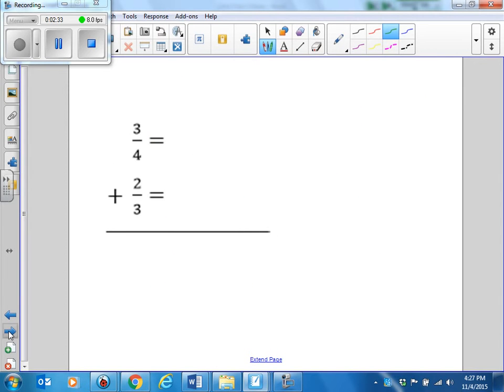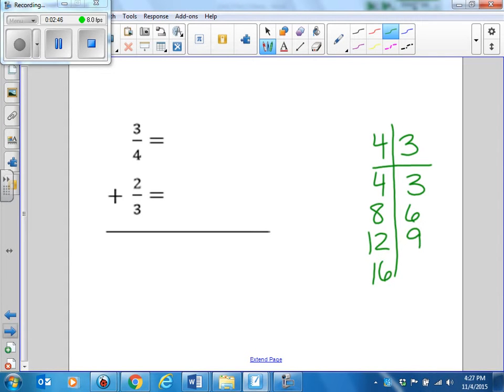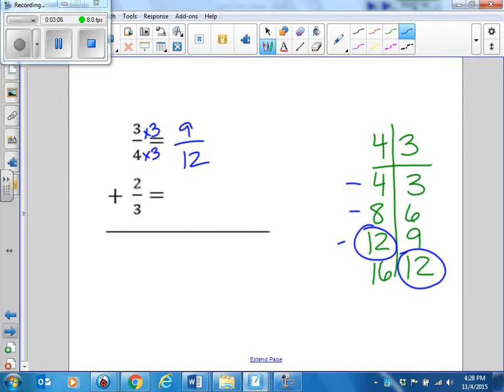All right, let's go ahead and look at the next one. So again, I'm going to start with my t-chart. Okay, and we have 4, 8, 12, 16, and then 3, 6, 9. All right, so I've got my common denominator, which is 12. All right, so what did we multiply 4 by? Well, 1, 2, 3. We multiplied by 3, so times 3. And I ended up with 9/12. Okay? And then what did I multiply 3 by? 1, 2, 3, 4. I multiplied by 4.